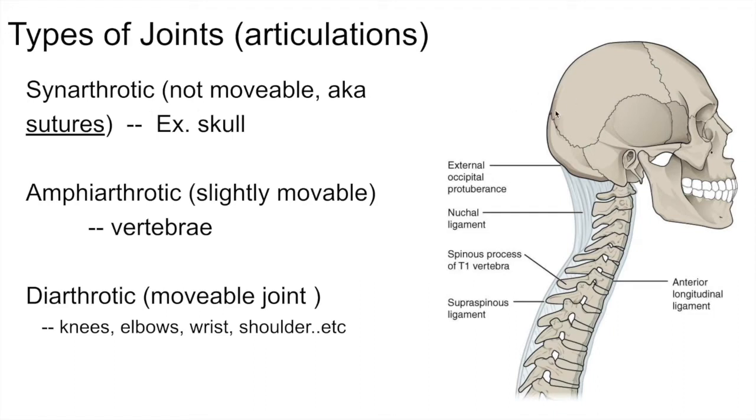We have non-movable, which are known as synarthrotic joints, and an example of a non-movable or immovable joint would be the bones of the skull, right? You can see here on the skull, these different bones, which we'll talk about in a few minutes, are all fused together. They can't move. Okay, then we have amphiarthrotic joints, which are slightly movable. And these are the bones of the vertebrae.